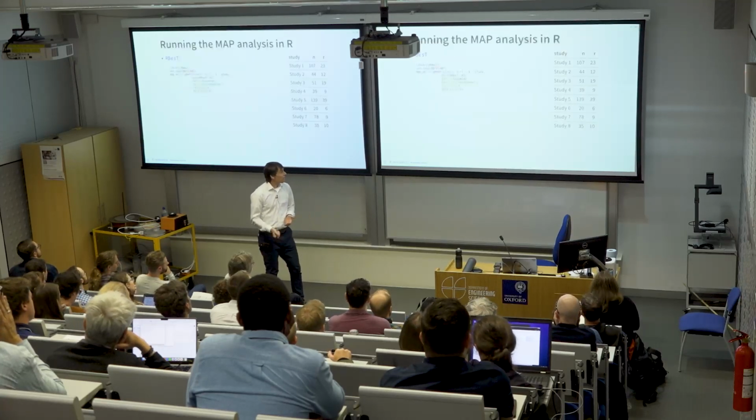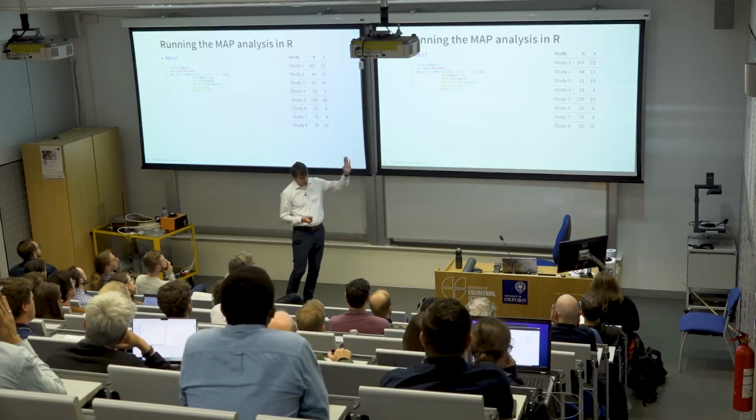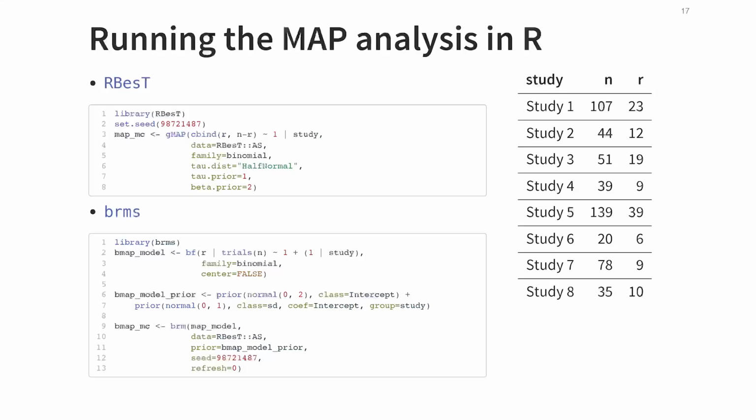So running now the MAP analysis in R, on the right you see the data set, which is included in the RBesT R package. Here you see the RBesT code, and as this package has been designed to solve this problem, it's obviously relatively straightforward. What you don't see is that RBesT will force you and not let you get away with not specifying a prior on tau.